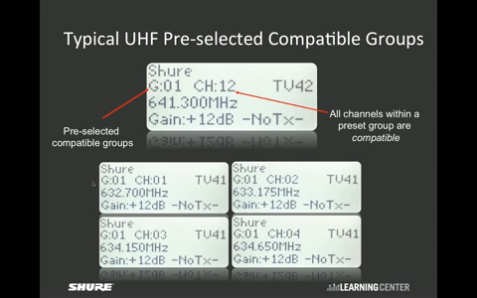So within any given receiver, you may have a set number of groups and a certain number of channels within that group. The key then to making sure that all of your wireless microphones work together well are to set them all to the same group and different channels within that group. If you mix and match groups, all bets are off.